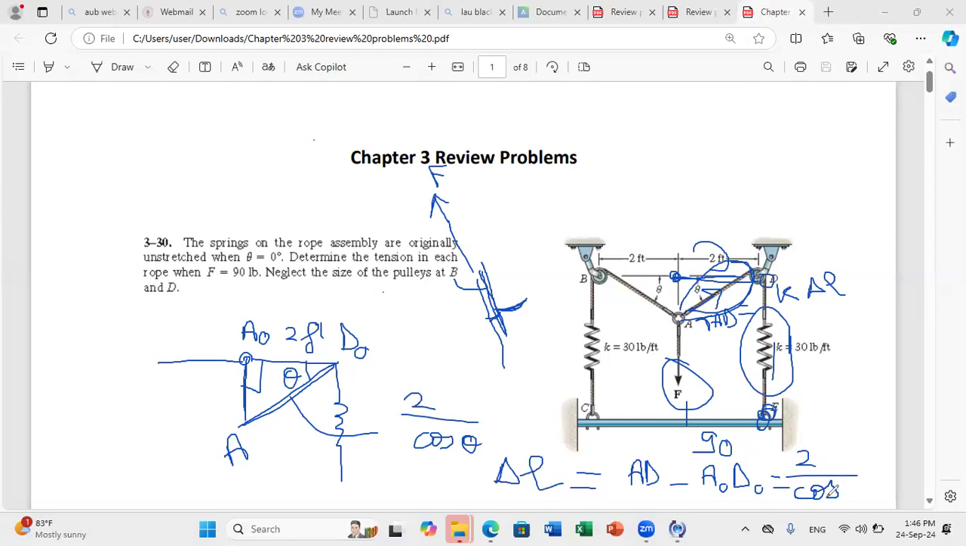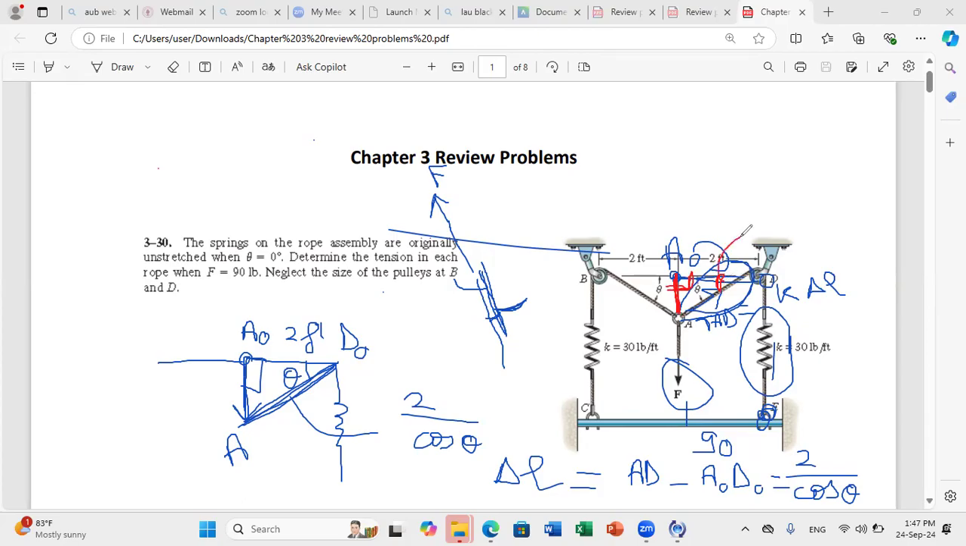And now, why 2 over cosine theta? Because of this link here. How do you get this distance? Look at the triangle. This is the right triangle. A will displace vertically down, right? When you apply force F, point A was here. When you apply F, I will show you how it will move. It will move vertically downward, and this is perpendicular, and this angle is theta.